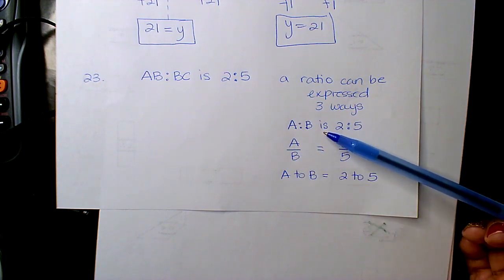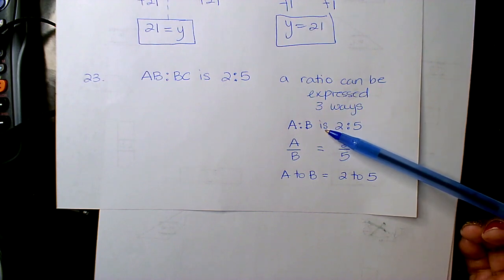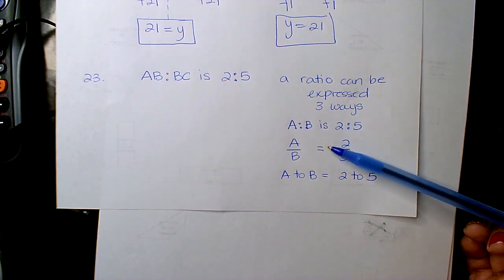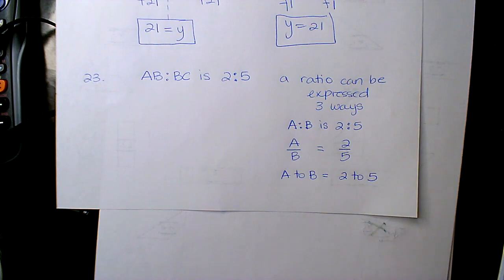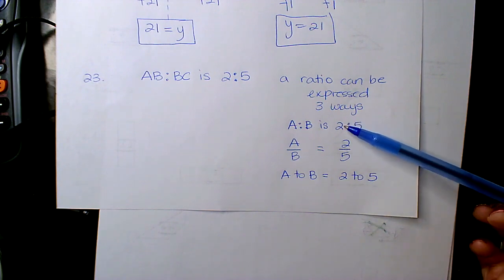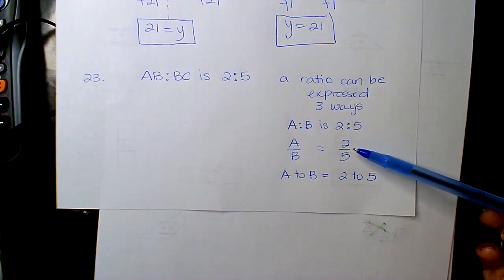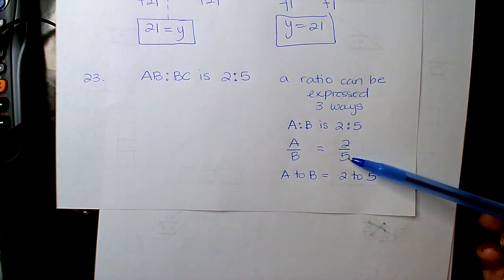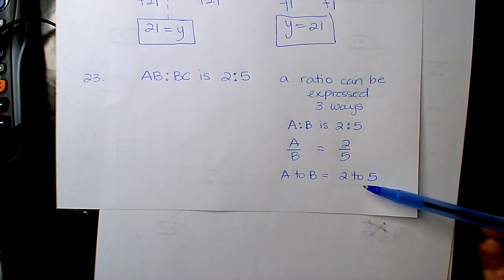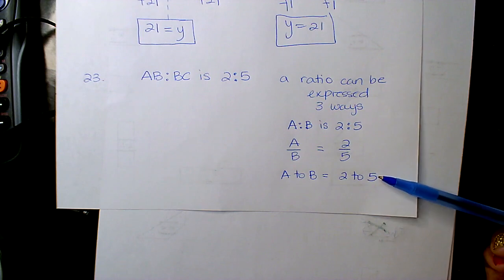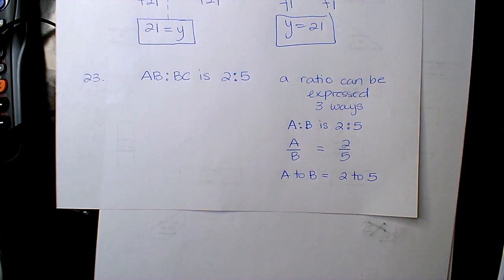Okay, is, you guys know from probably 6th, 7th grade, is equal, right? That's easy. So then if you have 2:5, it's the equivalent of 2 fraction 5, 2/5, or a 2 to 5. So ratios can be expressed in fractional form, word form, or in that colon math symbol form.